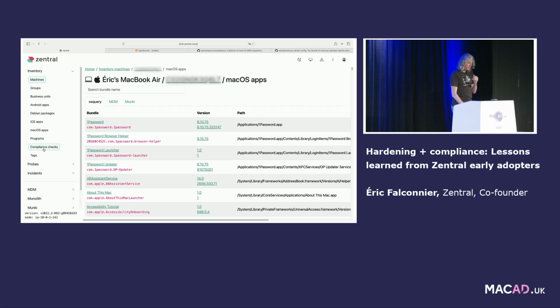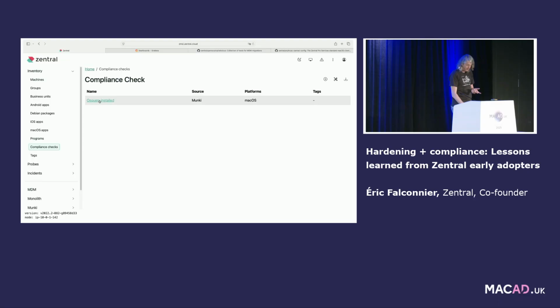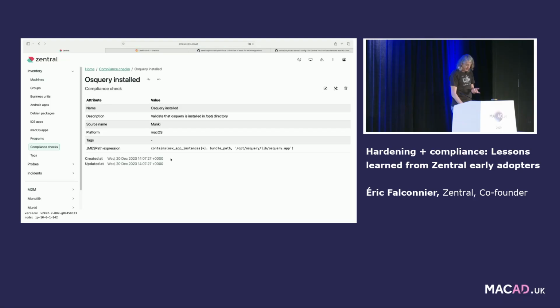Then we have the first compliance checks. So very simple compliance checks. We check if OSQuery is installed. And here you can see, let's think of the inventory data that you showed in the GUI as a tree, and we are checking in that tree if we can see a bundle on disk that is OSQuery. So even if you have a third-party inventory source that is without agents, we can still run compliance checks in Zentral. So that's the first level of compliance checks.